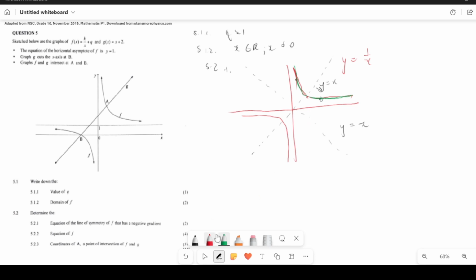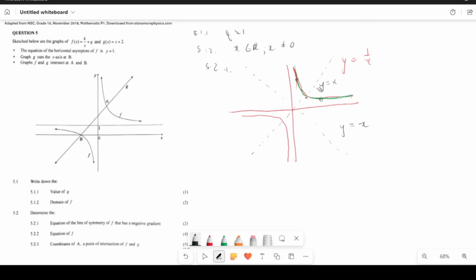And so what the line of symmetry is, it's a line that after I reflect the graph, I yield the same graph. So the graph will still remain the same. If I reflect the graph, I will yield the same graph. So in the other case, this is the line that we call the positive gradient. It's a line of symmetry of the hyperbolic function with the positive gradient.